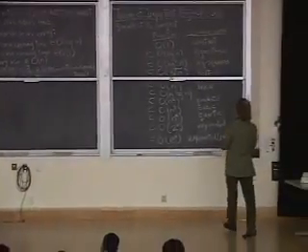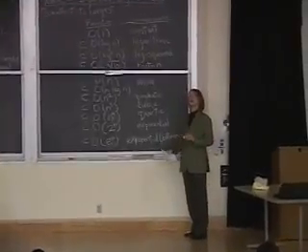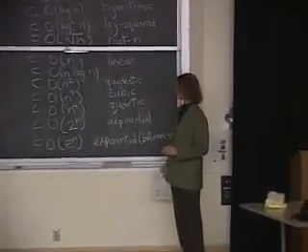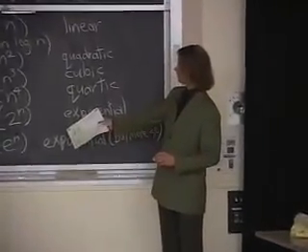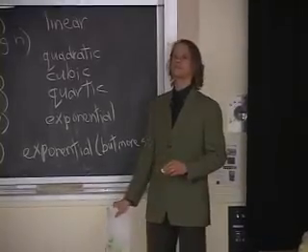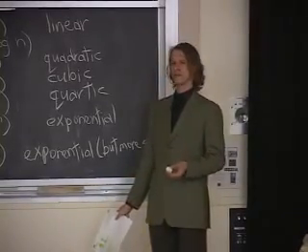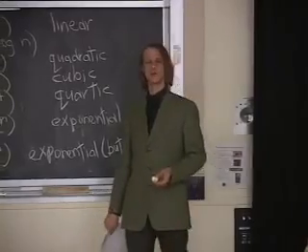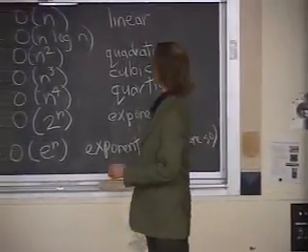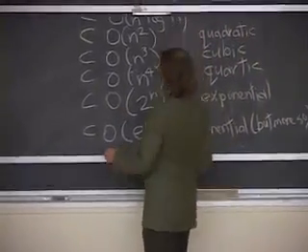Where would n factorial go? N factorial is as an exponent. It grows bigger than any fixed e to the n. I can't remember whether it grows the same as n to the n or a little slower than n to the n. Does anyone know? Slower. Okay, all right, good. So there we go.